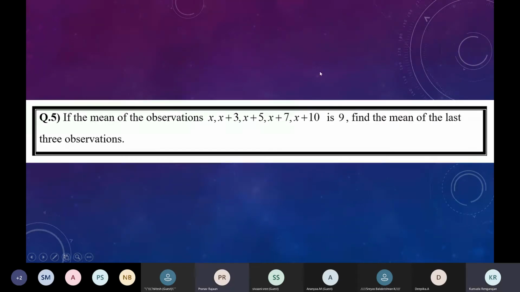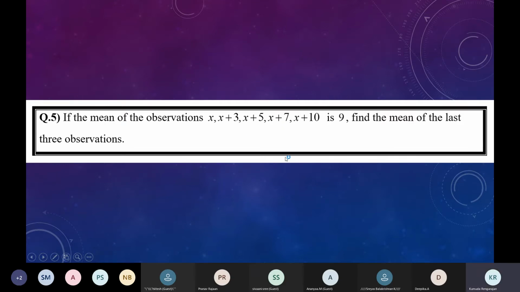And the x will be 5x, ma'am. Sorry? Ma'am, the x will be then 5x if you add every x. Yeah, x plus x, 2x, 3x, 4x, 5x. Yes, you're right. Yeah.